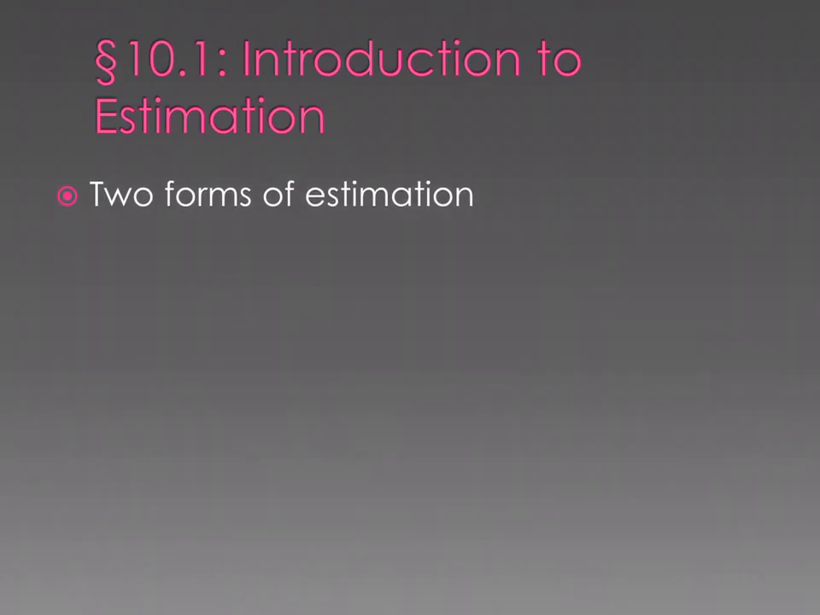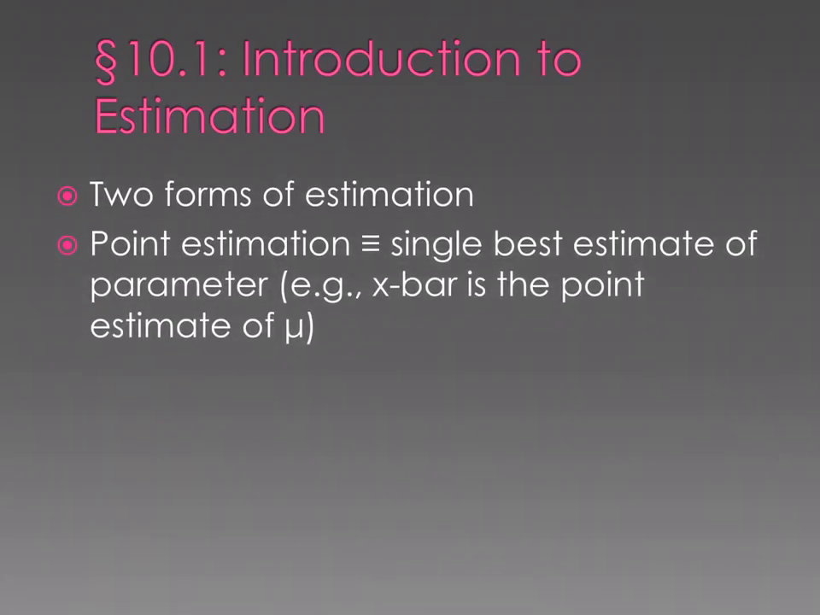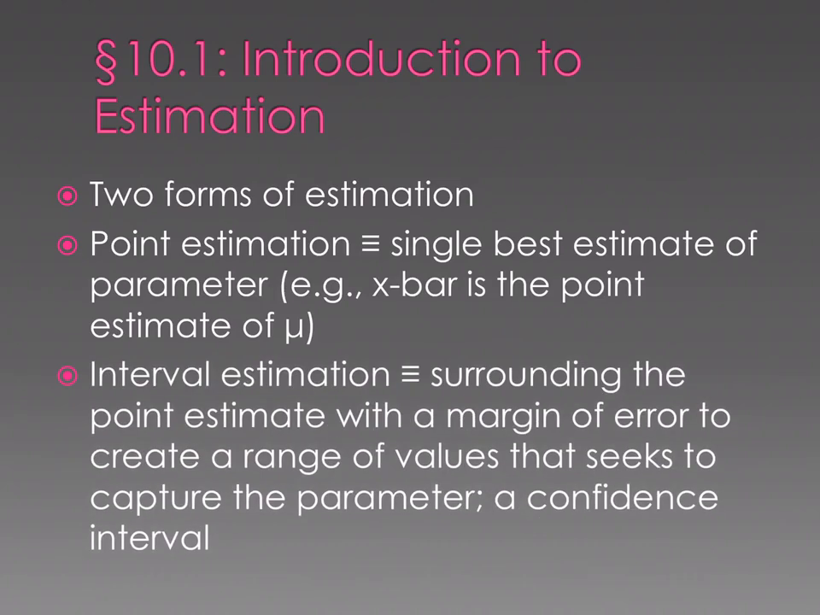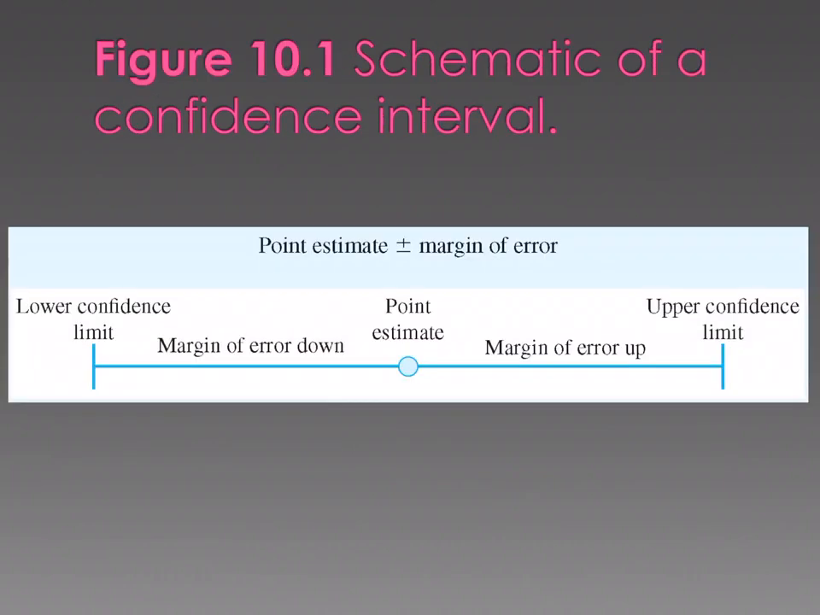So like I said, two forms of estimation. Point estimate, the single best estimate of the parameters; x bar is the point estimate of mu. And interval estimation is surrounding the point estimate with a margin of error that seeks to capture the parameters of a confidence interval. So here's a schematic of the confidence interval. As you can see, you have your point estimate, and then it's plus or minus the margin of error, and this gives you your upper and lower confidence limits.